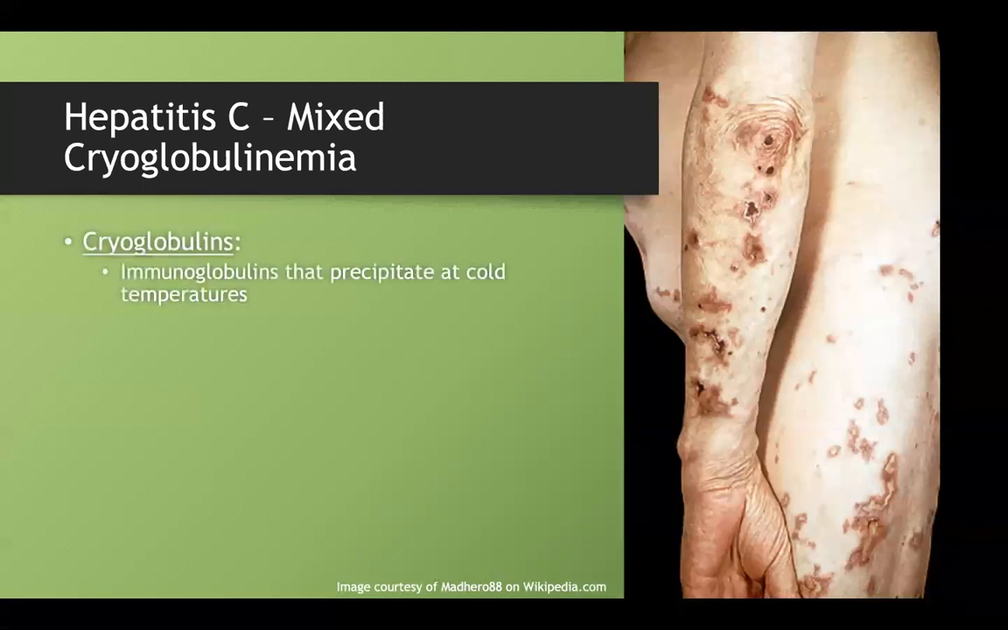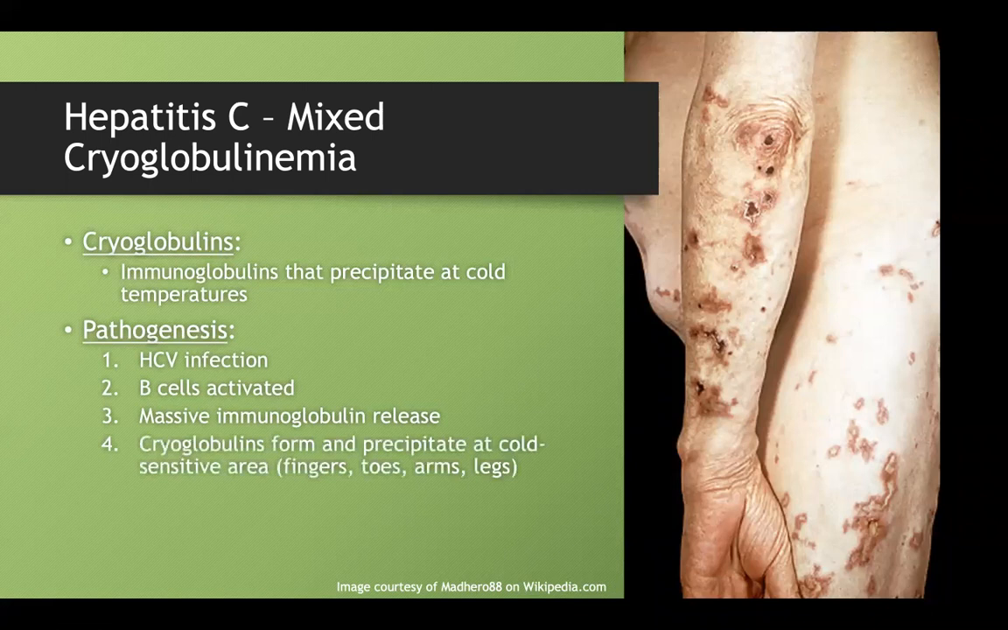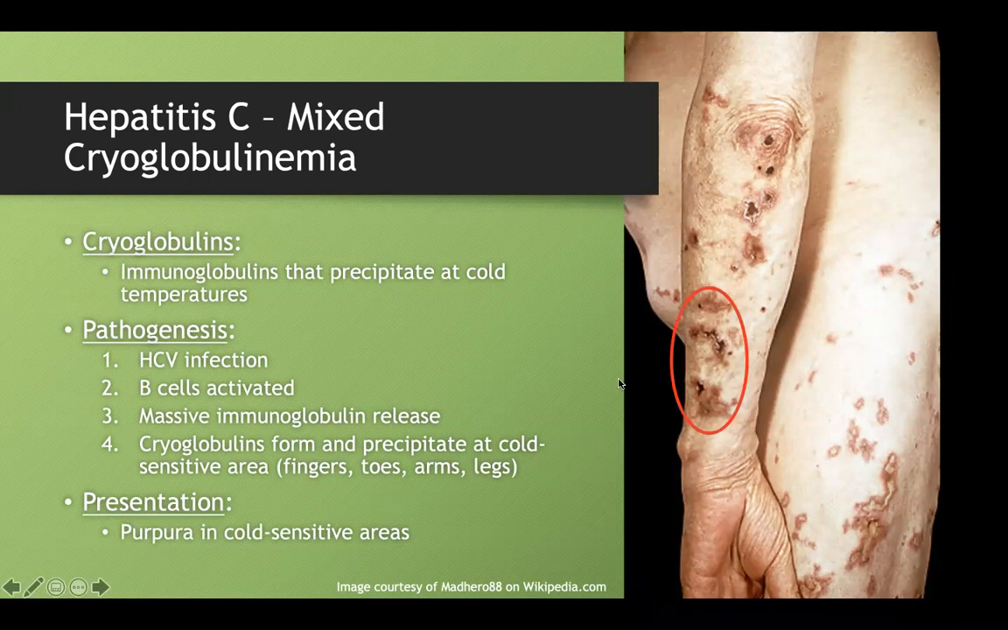So cryoglobulins are immunoglobulins that basically precipitate. They kind of form stones, let's say, at colder temperatures. What happens here is that you get a hepatitis C infection that activates your B cells to produce a ton of immunoglobulins. And when these immunoglobulins reach areas that are kind of cold, like your fingers, your toes, your arms, and legs, all those immunoglobulins will start forming these precipitates, these stone-like things. And you're going to get purpura in cold-sensitive areas, as you can see here on this screen.